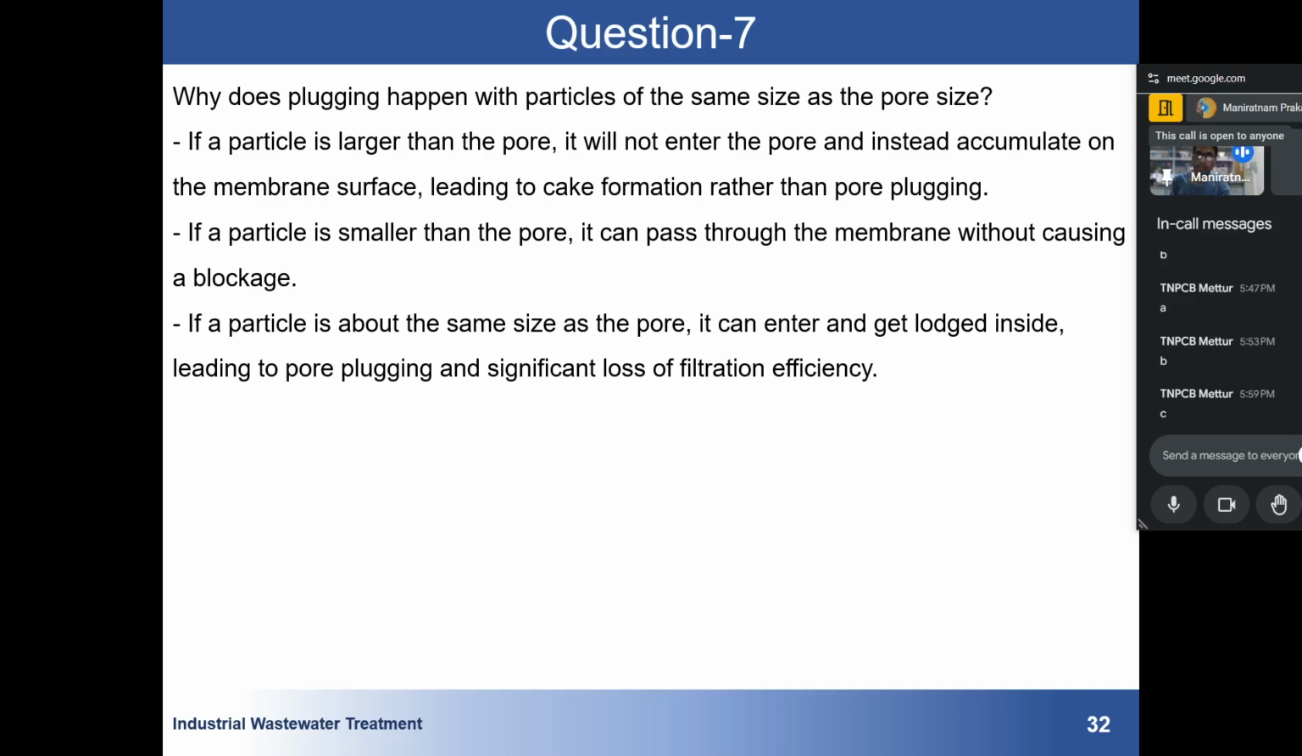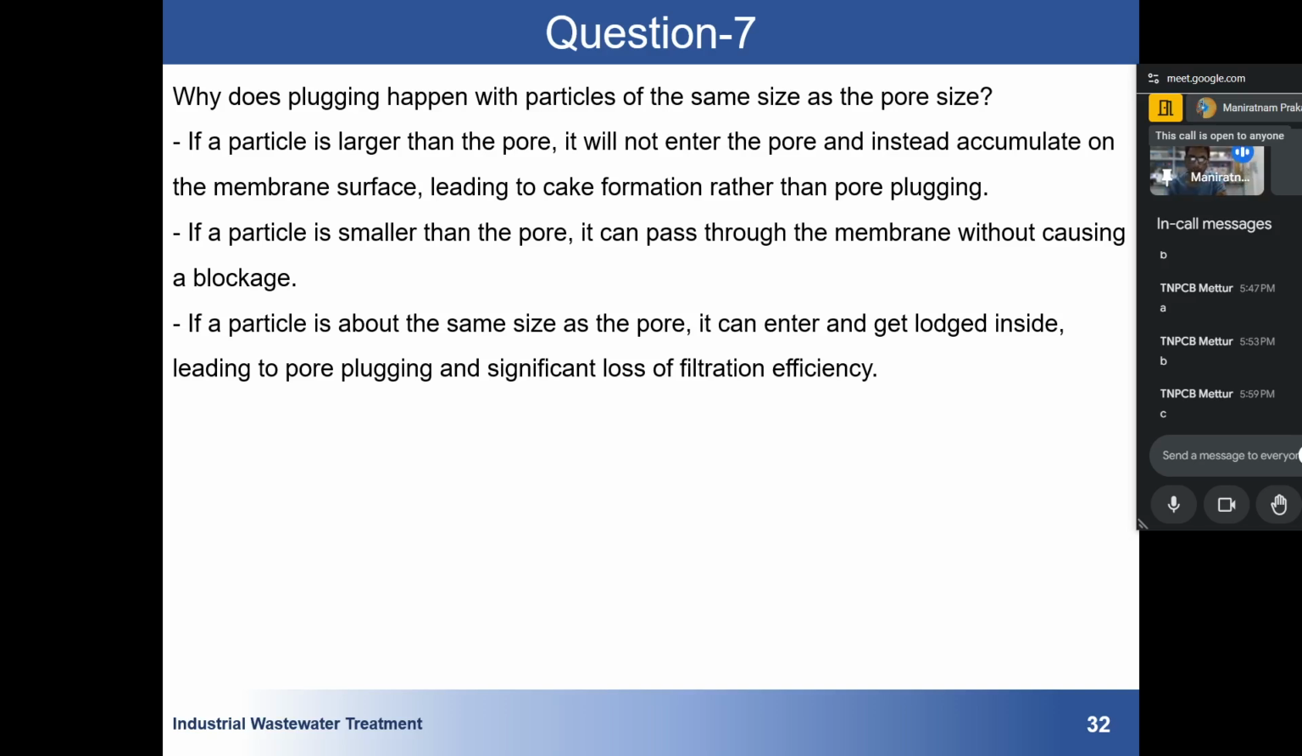Why does pore plugging happen with a particle of the same size as the pore size? If the particle is larger than the pore, it will not enter the pore and instead accumulate on the membrane surface, leading to cake formation rather than pore plugging. But in this case also, your filter will stop working. Efficiency will be reduced significantly because you have just blocked the path.